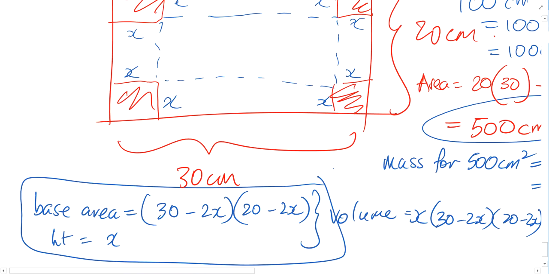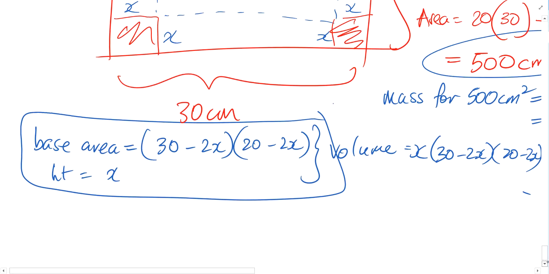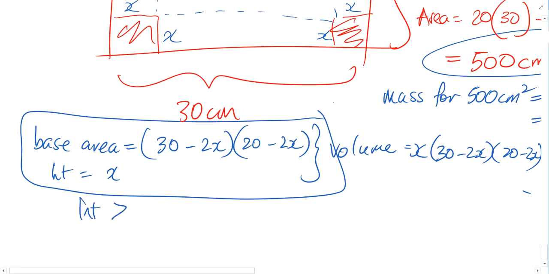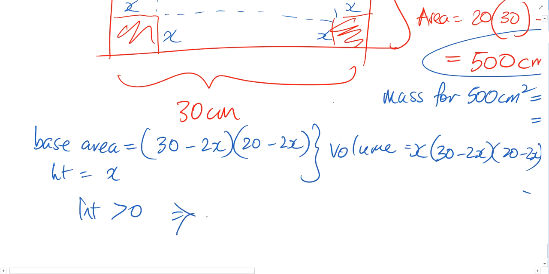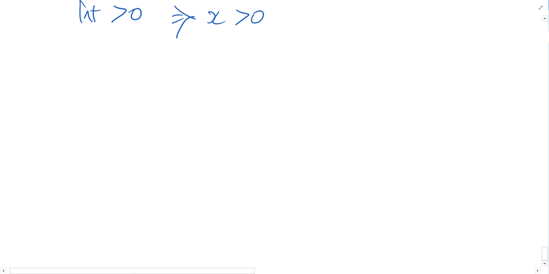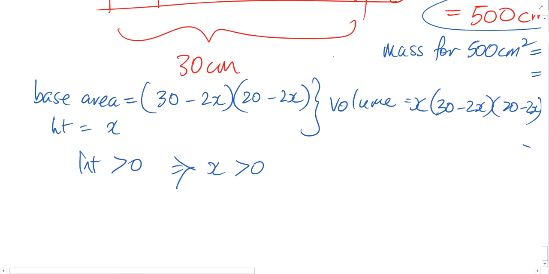Now explain why x is greater than 0 but less than 10. If we have a box, can the height of the box be 0? Cannot. So based on the height, it must be more than 0, right? Therefore x is more than 0. That's the first thing that we have. Next, the breadth must be more than 0 also. 20 minus 2x must be more than 0. And 30 minus 2x also must be more than 0. All these things must be more than 0.